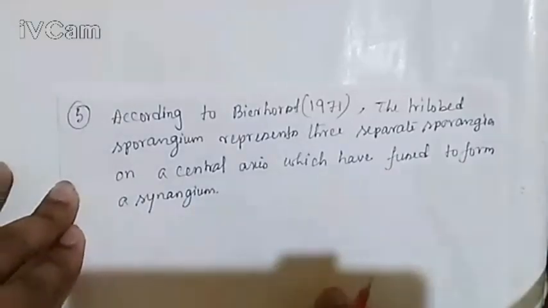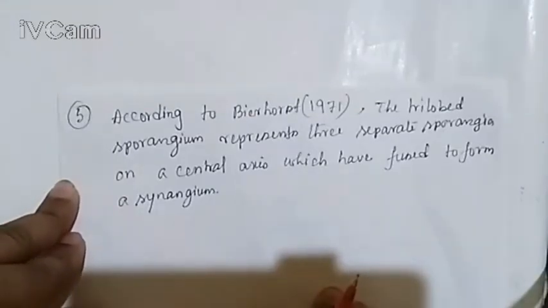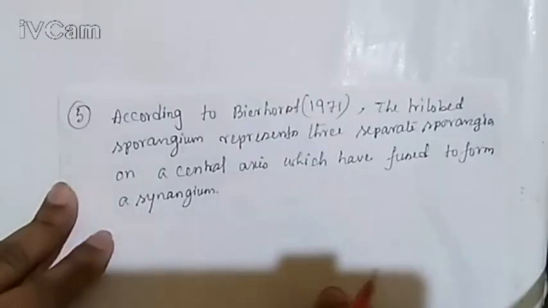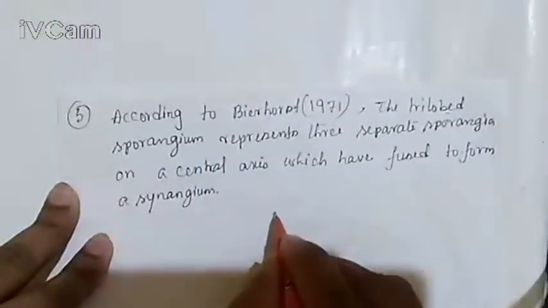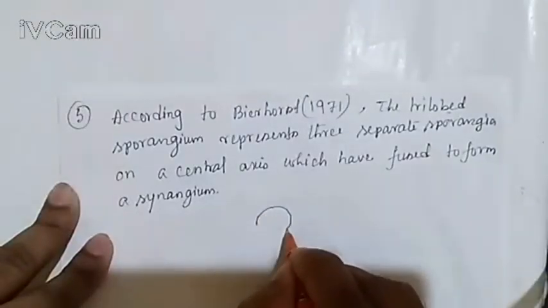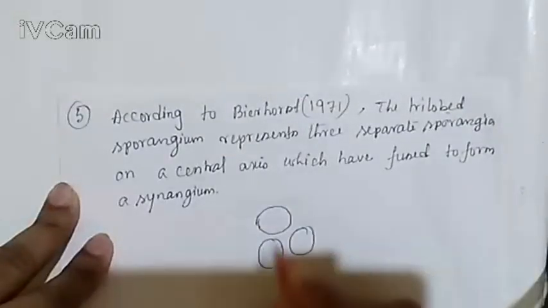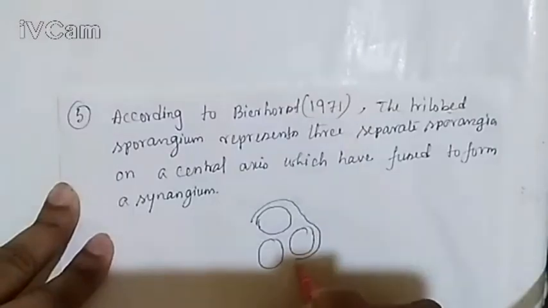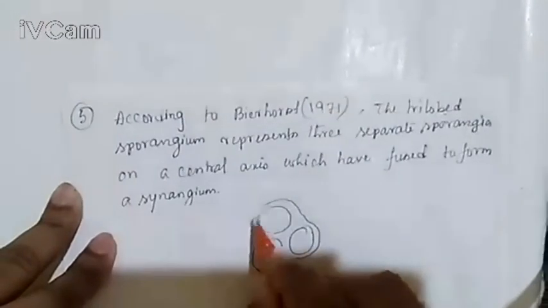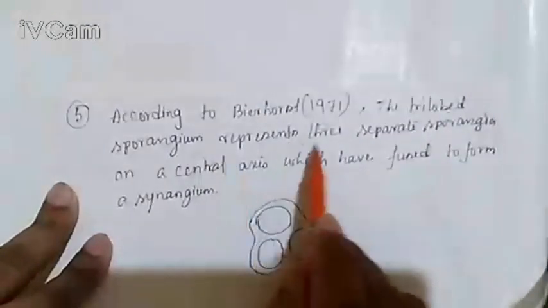If you look at the sentence, according to Bierhost in 1971, this year is important for us. Actually, the trilobed sporangium means this is a trilobe structure, and if you make this sporangium form, this is a trilobed sporangium. The trilobed sporangium represents three separate sporangia.